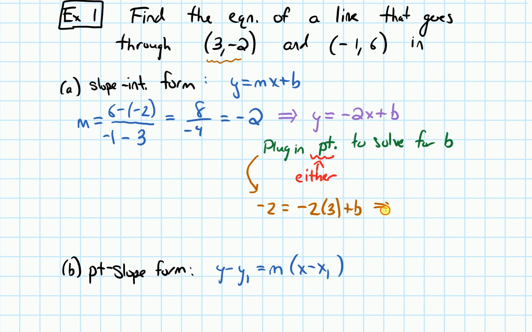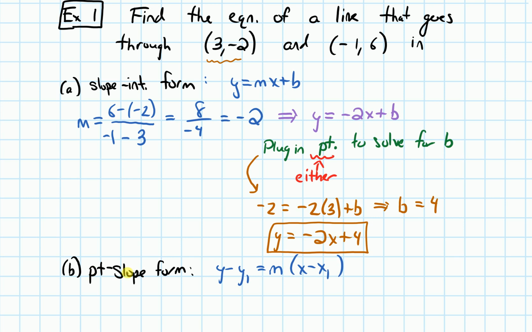So isolating for b, I add 6 to the other side, and I get b equals 4. So now I know that y equals negative 2x plus b, and b is 4. So that is the equation of my line in slope-intercept form. It wasn't too bad. Getting the slope wasn't bad at all, and from there I just had to plug in a point to figure out what b is.